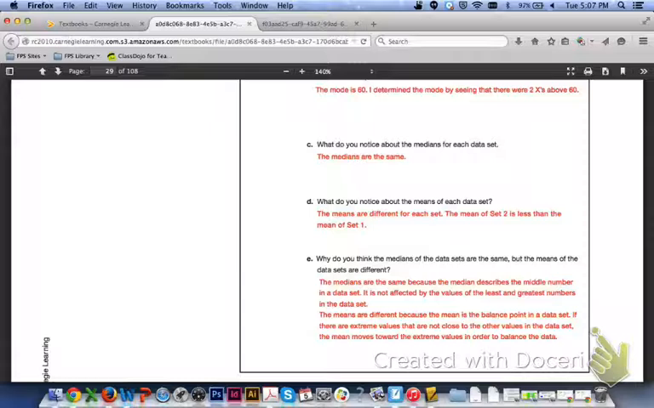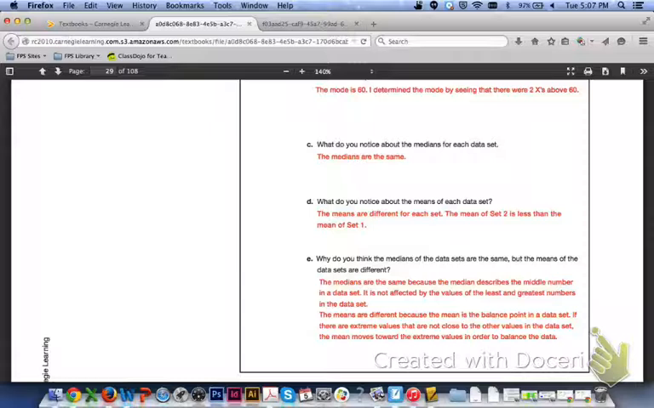The medians are the same because the median describes the middle number in a data set. It's not affected by the values of the least and greatest numbers in the data set. The means are different because the mean is the balance point in a data set. If there are extreme values that are not close to the other values in a data set, the mean moves toward the extreme values in order to balance the data.